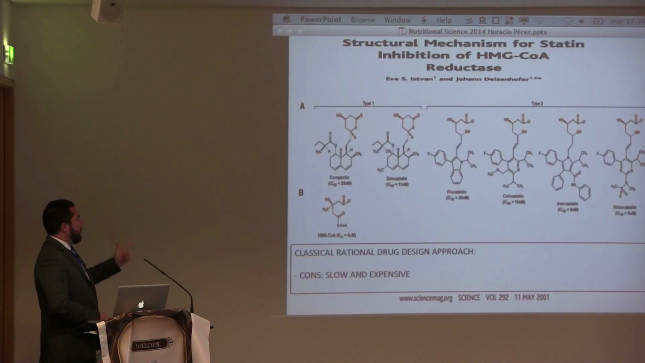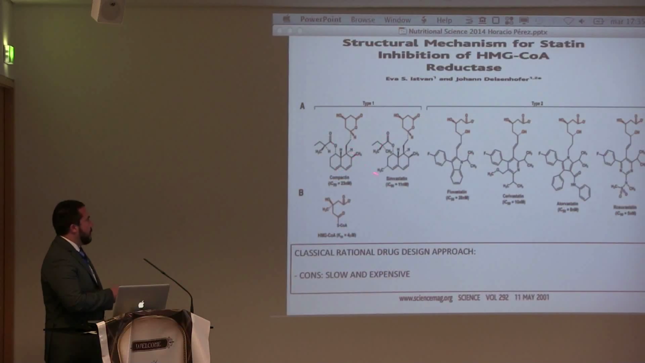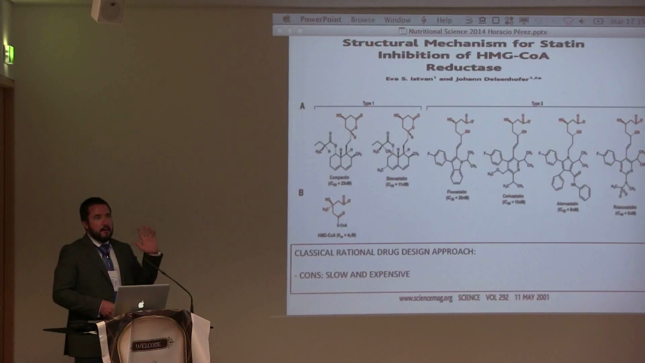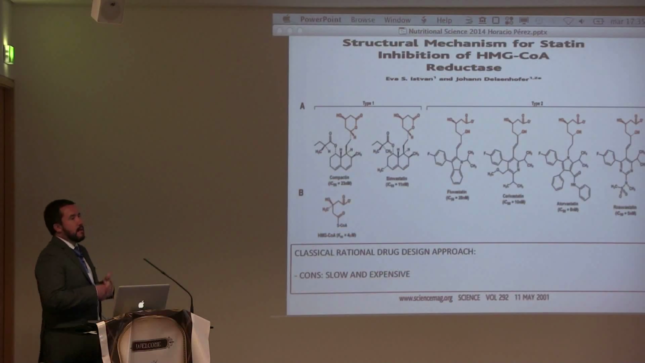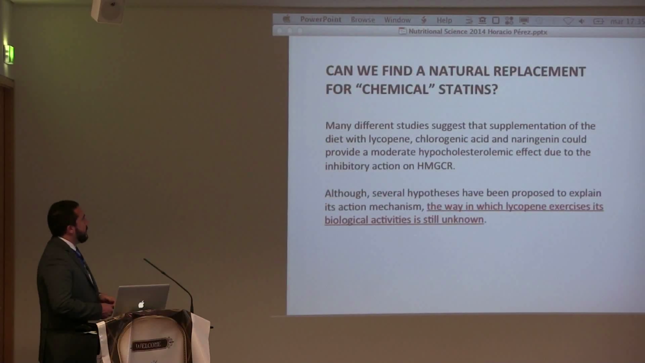But the problems are, this is slow. You need to perform a lot of tests. You have to synthesize all the compounds. Sometimes it's very hard to synthesize. And even if you get a very interesting compound, it will be very complicated to sell it, or it will be very, very expensive. So which other alternatives would we have in the literature?